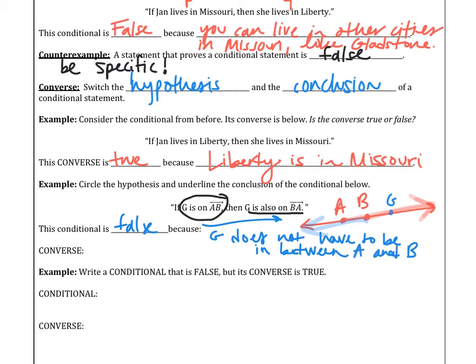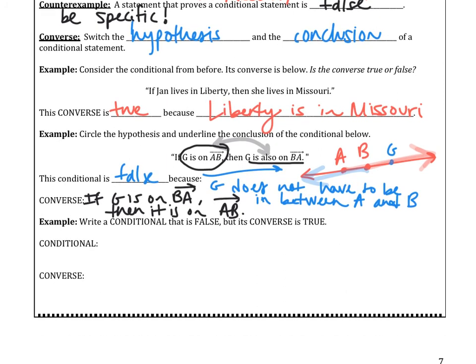So the converse of that, we flip it. If G is on BA, then it is on AB. All we did was flip the hypothesis and the conclusion from up here. We flipped the order, and that's what gave us the converse. So in the very last thing, I want you to write a conditional that is false, so an if-then statement that's false, but a converse, the flip of it, that is true.